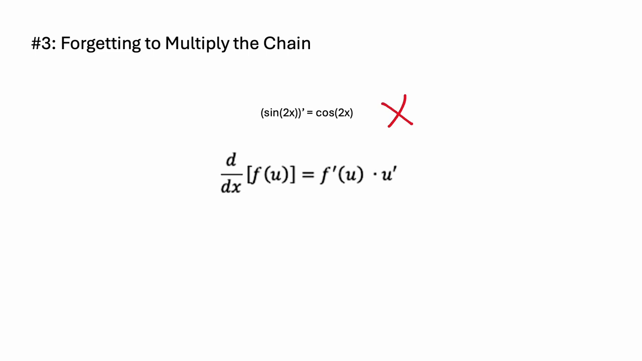The third mistake is forgetting to multiply by the chain in the chain rule. Say you want to find the derivative of sine of 2x and you write it as cosine of 2x. Well, this is a very common mistake because in the chain rule, as you can see at the end, there is u prime, which is the chain. In this case, we did not multiply by the chain. The correct answer would be multiplying by 2, since 2 is the derivative of 2x, which is the thing inside of the function. The parent function is sine, and 2x is the function inside the function. You have to multiply by its derivative, which is 2.